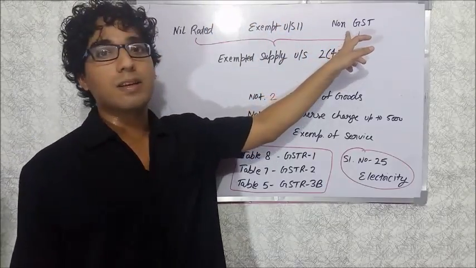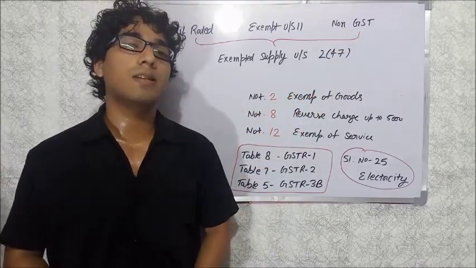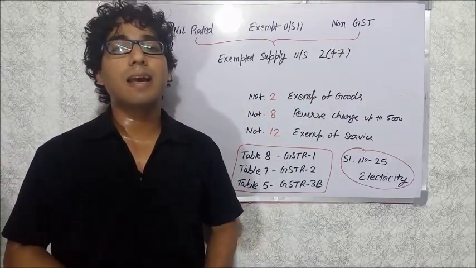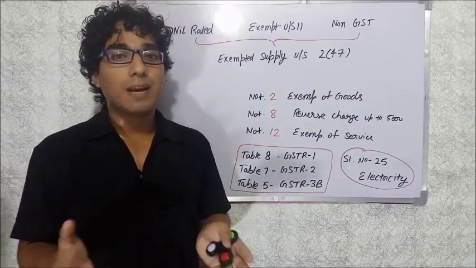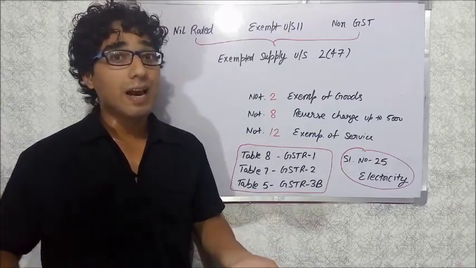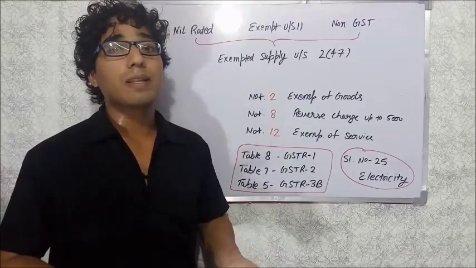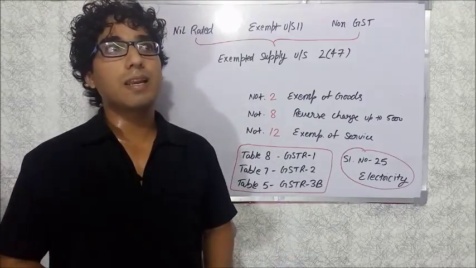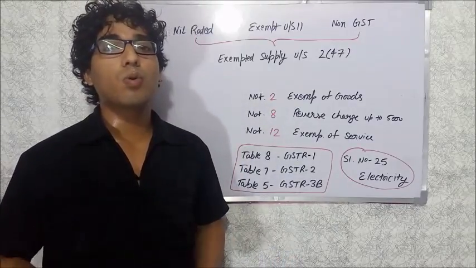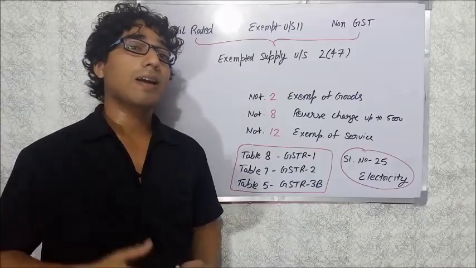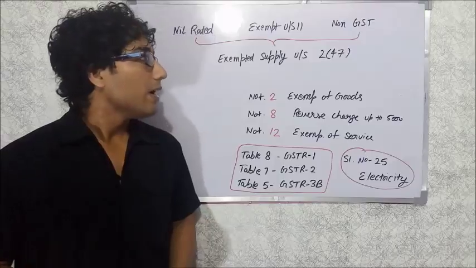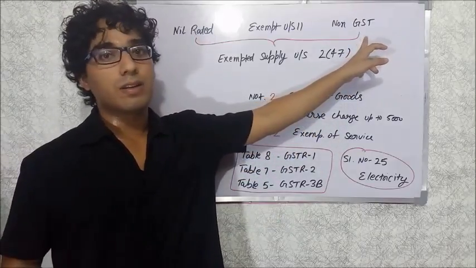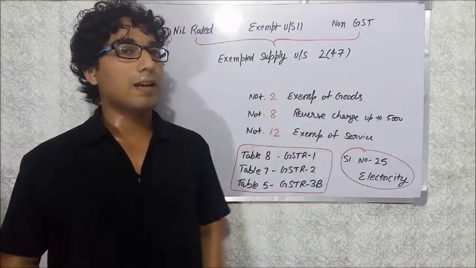And then non-GST supply. So what exactly is non-GST supply? Non-GST supply is like liquor as well as petroleum products, which are outside the scope of GST. They are goods, but they are outside the scope of GST. In those items, there is a local VAT which is way higher than the rate of GST. So therefore, they are outside the scope of GST. You have to mention this in non-GST supplies.